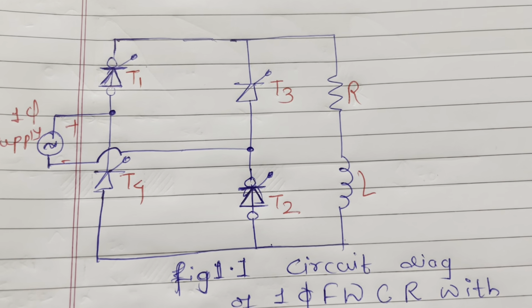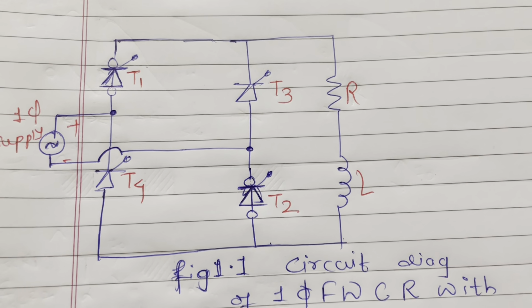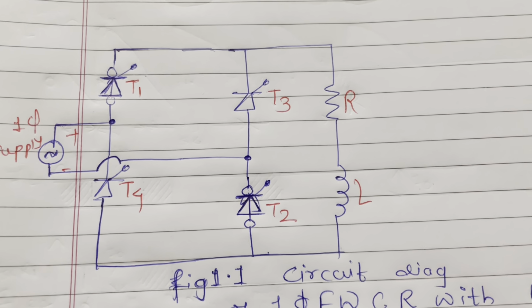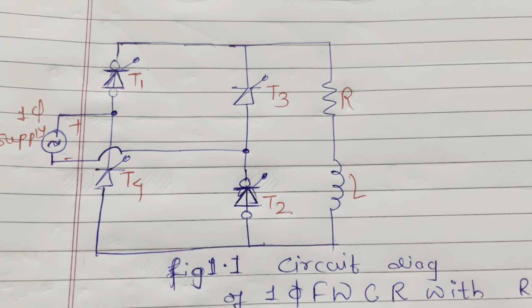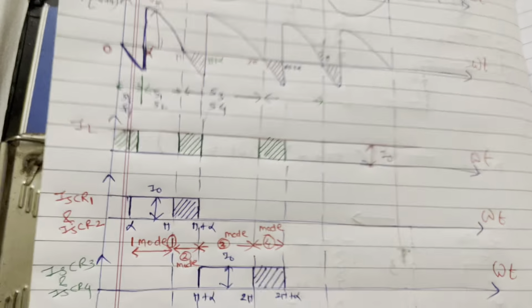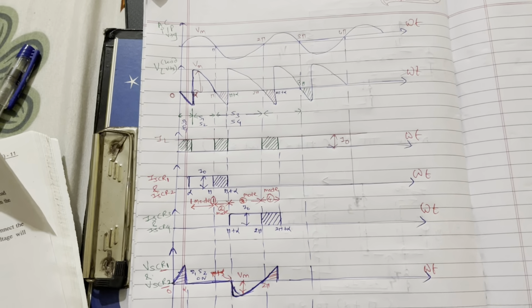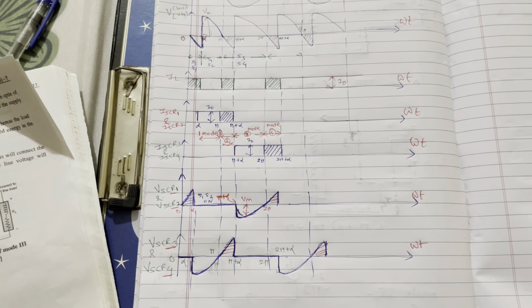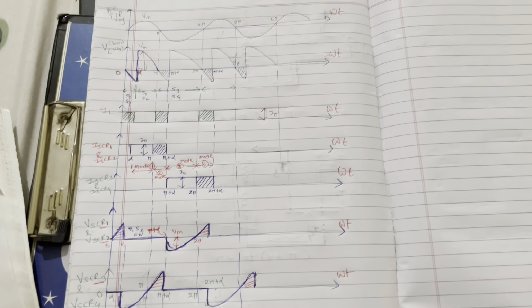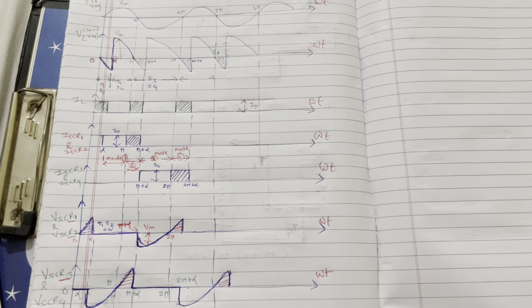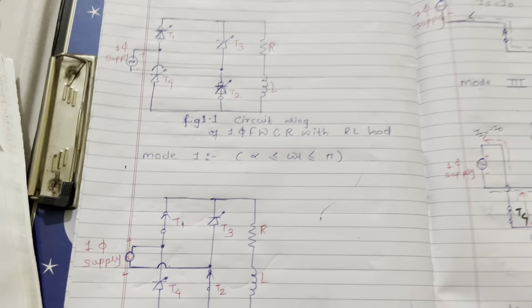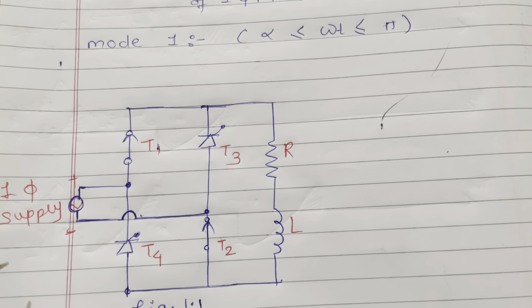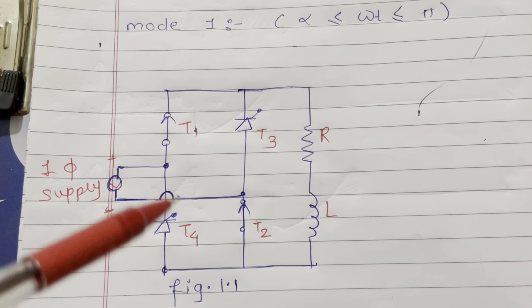The operation can be explained by considering the different time intervals as follows. The waveform of the circuit is shown in figure number 2. This is the waveform for the single phase full wave controlled rectifier with the resistive load.